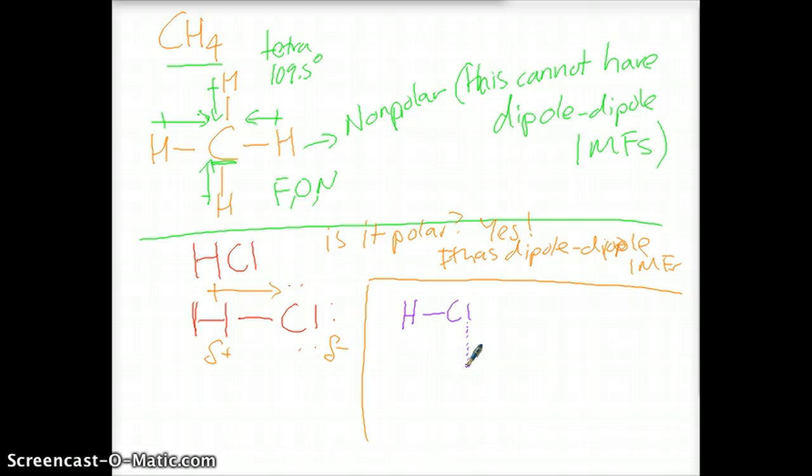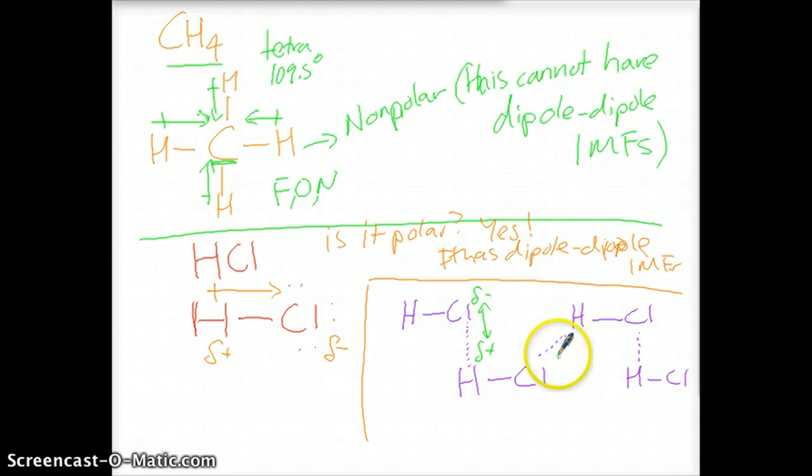So for the intermolecular force, this chlorine is going to have to be near a hydrogen on another molecule. And then this chlorine could be near another hydrogen, and then this one could be near another hydrogen. Again, the reason for this is that chlorine is slightly negative, so it's going to be next to this positive charge here. And that works for all of these examples. So this would be a representation of the dipole-dipole intermolecular forces seen in HCl.